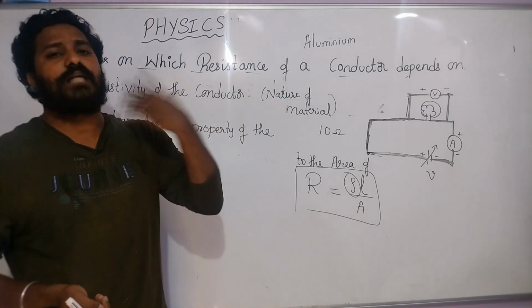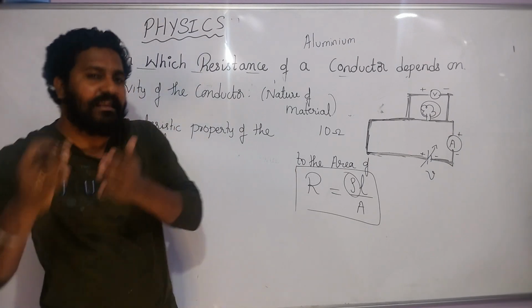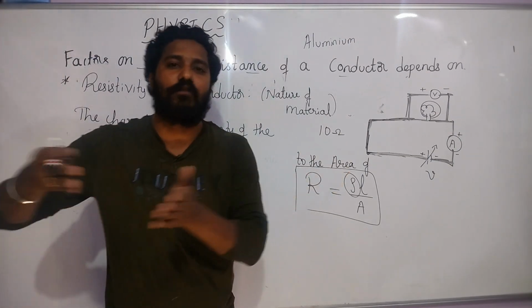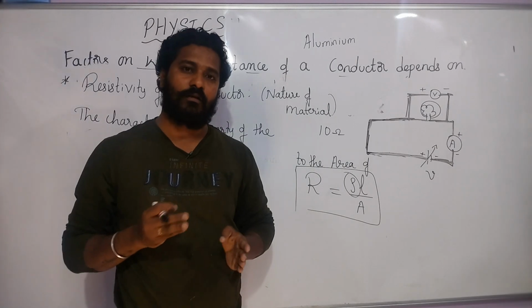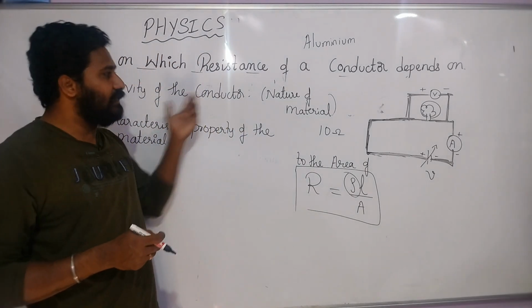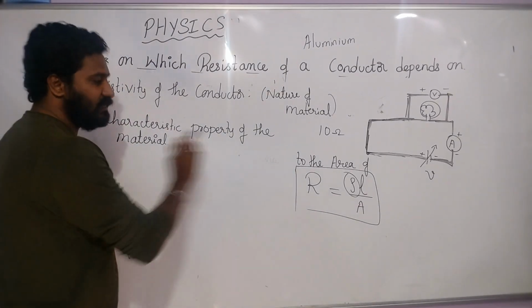It depends on the material. Some materials are very good conductors. They will offer very less resistance compared to copper, compared to aluminium, compared to iron. That is the nature of the material, and that is called resistivity.